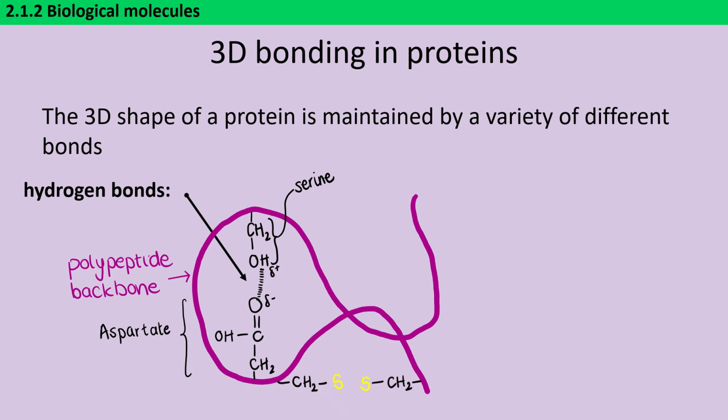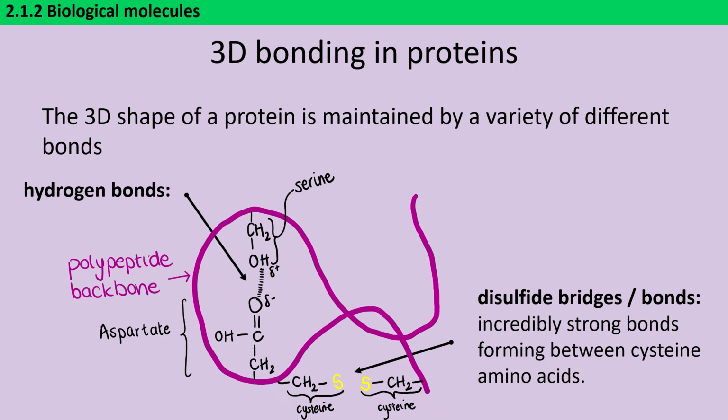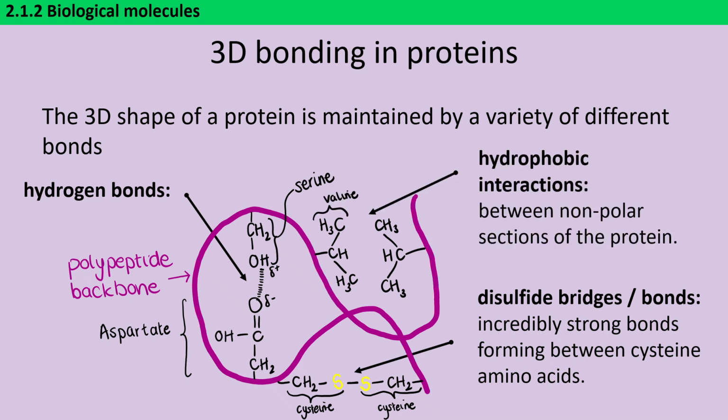And then where we have cysteine R groups, these contain sulfur, and it's possible for these to bond together and form a covalent bond that we call a disulfide bridge or a disulfide bond, and these are incredibly strong bonds that are going to pull two bits of the protein together. And then our third interaction is where we have hydrophobic R groups. So these are non-polar, and basically these are going to clump together to try to stay away from any polar groups or any water.